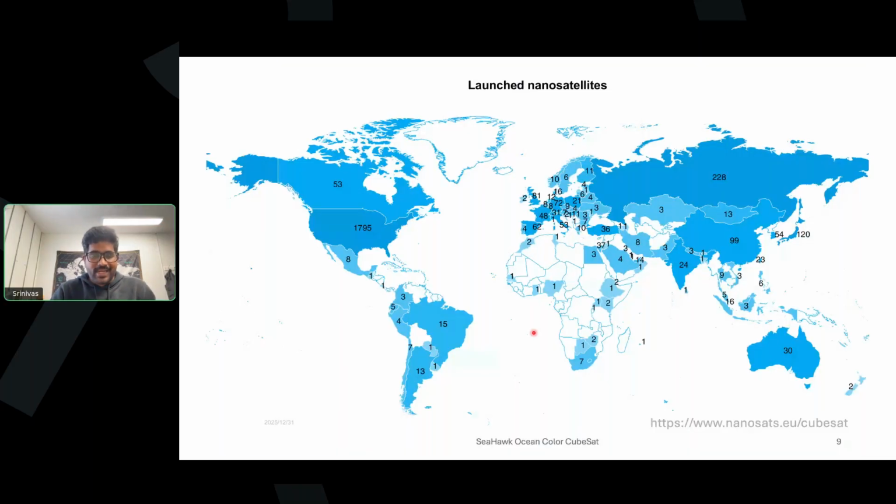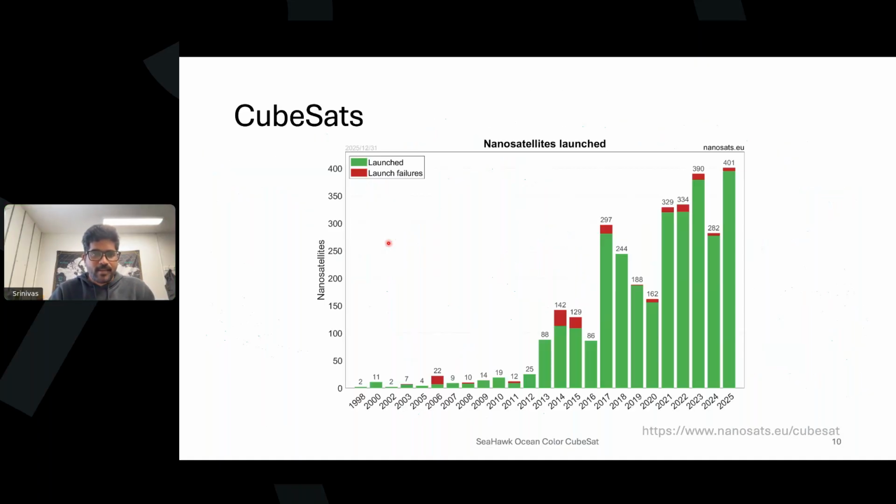Coming to the number of satellites launched until 31st December 2025, this is the distribution of the nano satellites launched by all the countries, and the United States leads this by nearly 1800. But all the countries are catching up on launching these CubeSats because of their ease of use. And this figure shows the adoption of the CubeSats or nanosats.